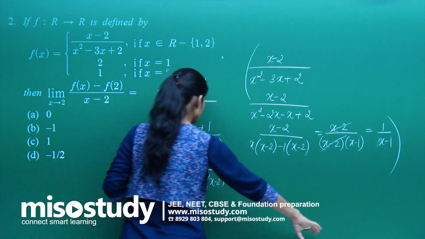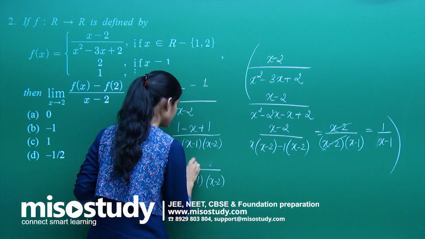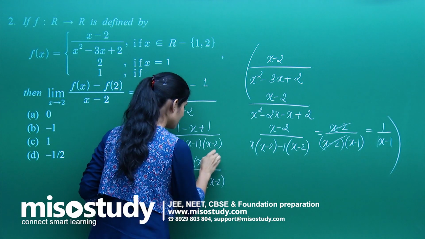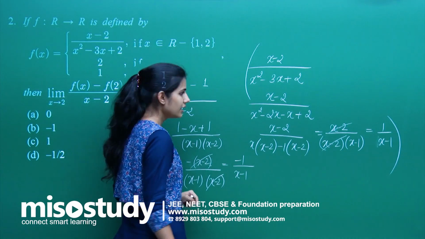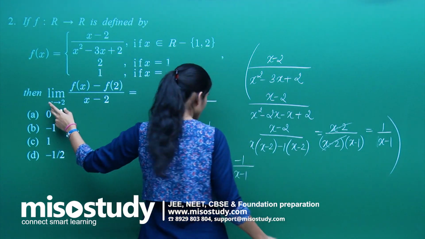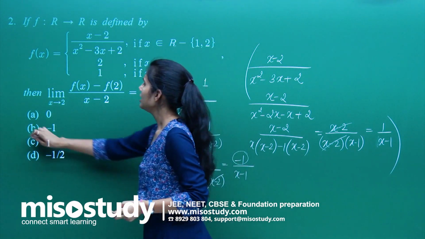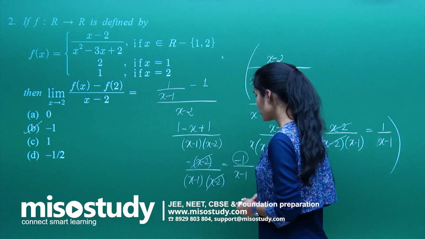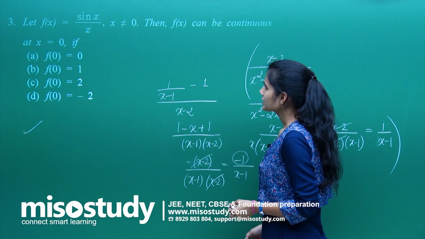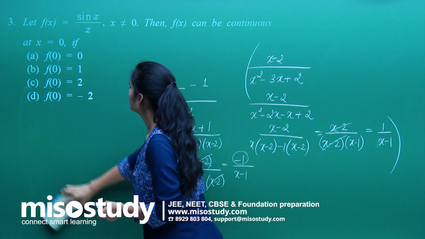I can write this as minus of (x minus 2), right? And so I'm left with minus 1 upon x minus 1. It is actually the limit as x approaches 2. So as x approaches 2, I get just minus 1 as my answer, and that is the required limit. Clear? Easy enough question.